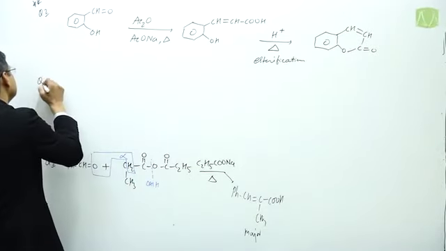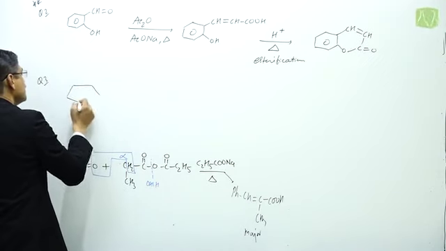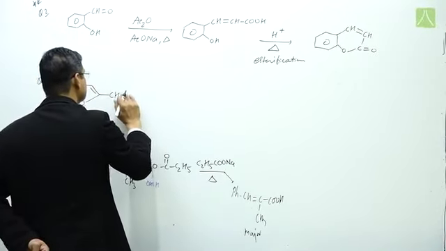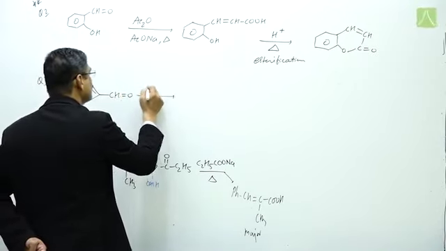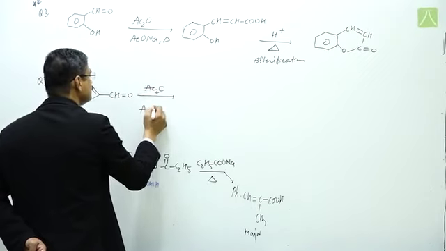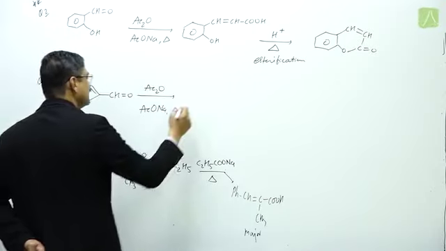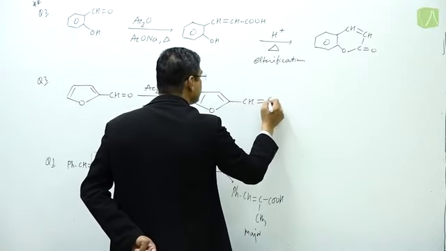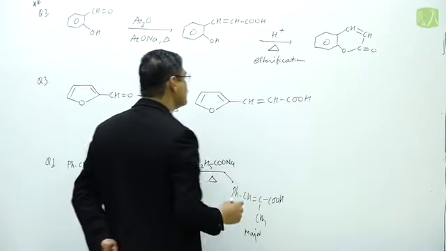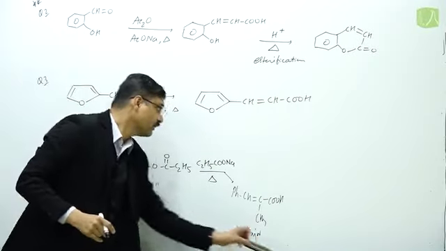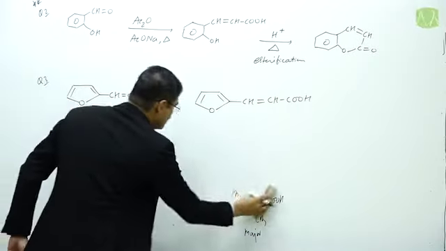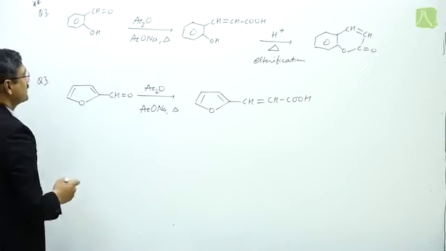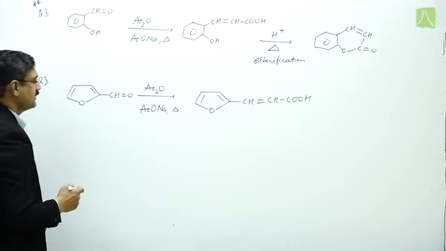The next example, suppose furan is taken, furfural, the furan aldehyde, with Ac2O and AcONa, and the same reaction repeats with this molecule, and this is the major product. So this reaction is known as Perkin reaction. If two aromatic aldehydes are there, then this reaction takes place two times.